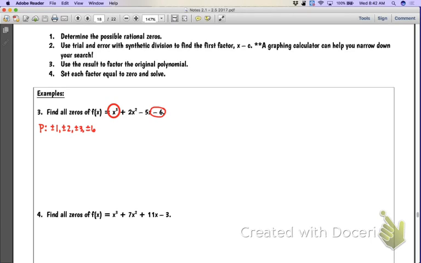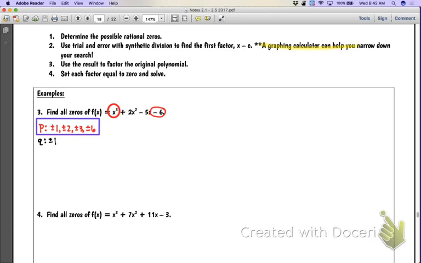So my Q, okay, if I would actually list this, now again, I don't usually list it, I usually don't put my Q, because plus or minus 1 and that's it. I just kind of go from there. So of my possible zeros, it's really just the numbers that are here in red. So it says to use trial and error with synthetic division to find the first factor x minus c. Okay. Now it does have another little note up here.